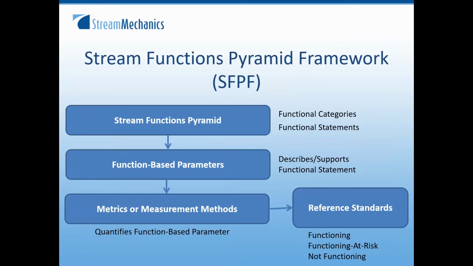And this, we do flesh out into a framework to include function-based parameters within each of those functional categories. And then we attach metrics to those parameters. And then attached to the metrics are reference standards that are put into categories of functioning, functioning at risk, and not functioning. So I'm going to walk through the parameters, introduce you to the metrics, and then talk a little bit about reference standards to round out the conversation about the framework before we move to the SQT.